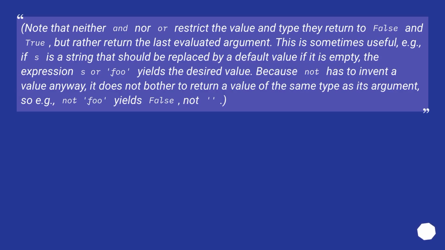Note that neither and nor or restrict the value and type they return to False and True, but rather return the last evaluated argument. This is sometimes useful. For example, if s is a string that should be replaced by a default value if it is empty, the expression s or 'foo' yields the desired value. Because not has to invent a value anyway, it does not bother to return a value of the same type as its argument. So for example, not 'foo' yields False, not ''.